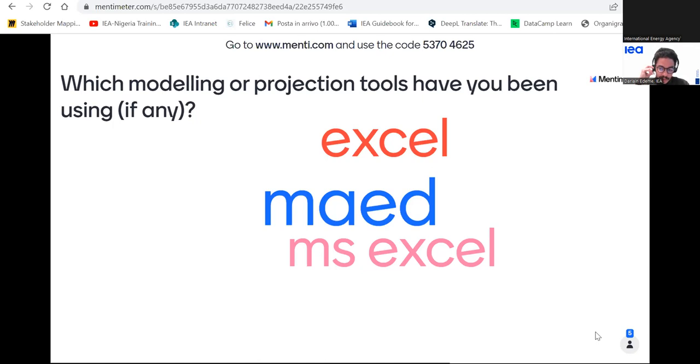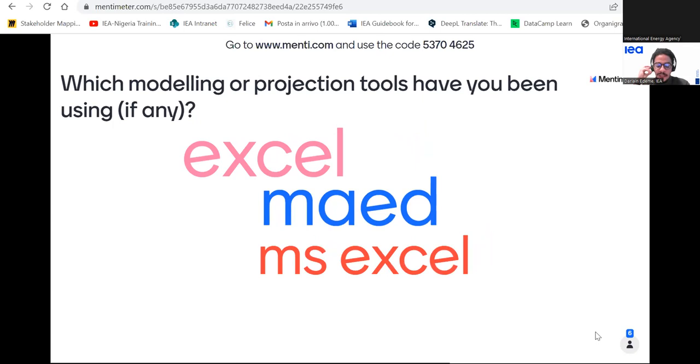I see another tool, which is the MAED, the Model for Analysis of Energy Demand, which has been developed by our colleagues at the International Atomic Energy Agency. So this is also good. And this is a really specific, context-specific tool, oriented to the estimation and modeling of the energy demand.